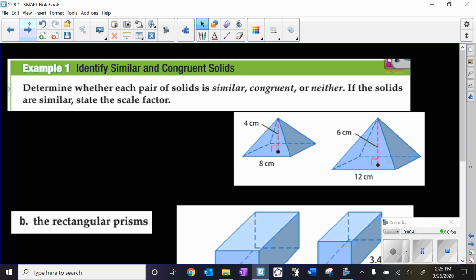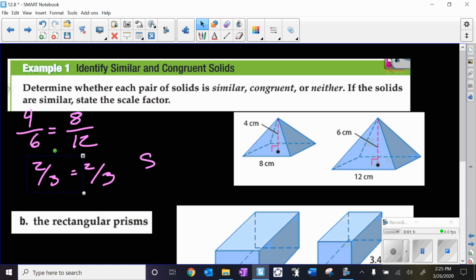Determine whether they are similar, congruent, or neither. We can definitely rule out the idea of congruence because they're not the same size. But we do want to see if they're similar by seeing if their scale factors reduce to the same thing. So 4 goes with 6. So 4 over 6, you could do 6 over 4, it doesn't matter, would equal 8 over 12. And if we reduce those, we're going to get 2/3 equaling 2/3, which means that these solids are similar.